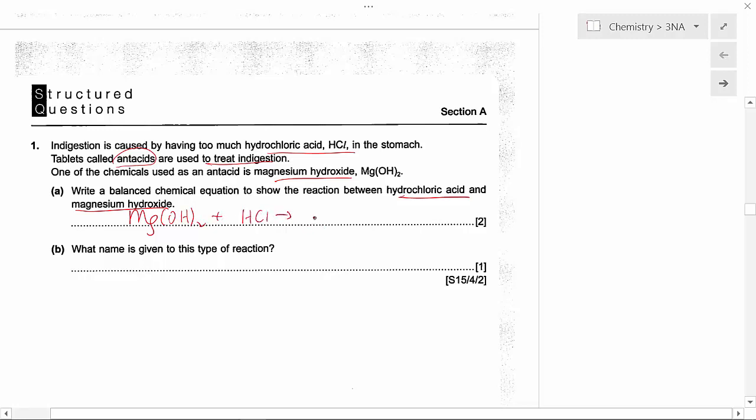So a base plus acid give you a salt and water. To balance it, I need a 2 here, I need a 2 here, and then it's balanced. And this type of reaction, acid plus base reaction, is called neutralization. Don't forget how to spell. Okay, neutralization, very important. Acid base reaction gives salt and water, neutralization.